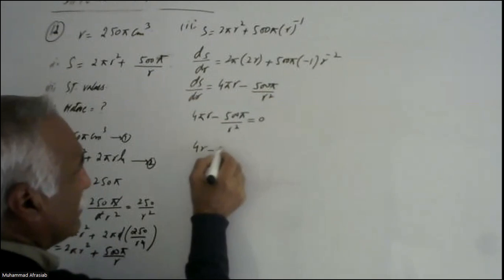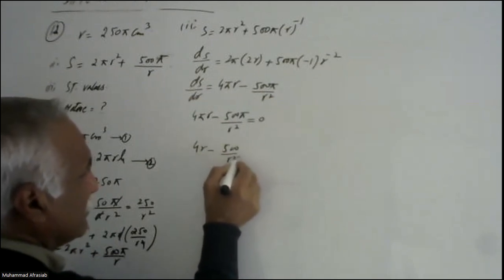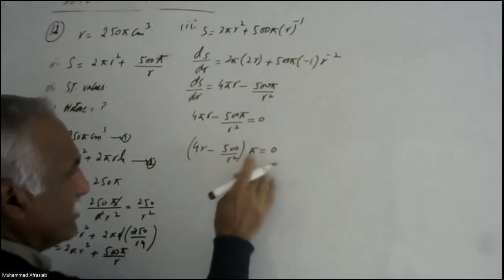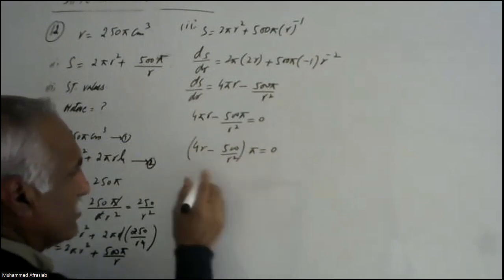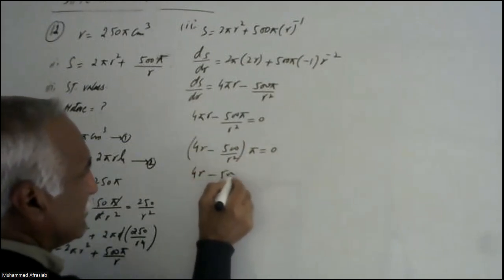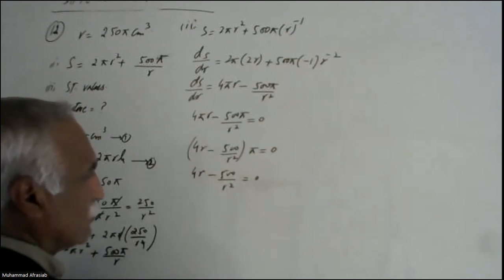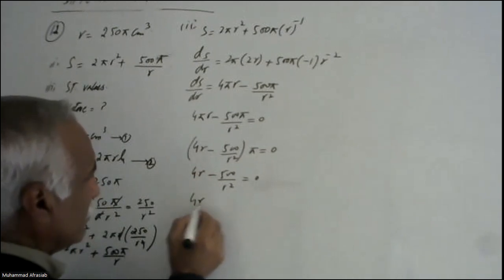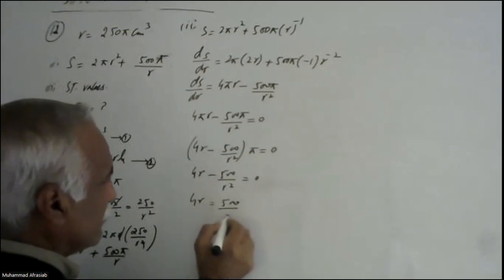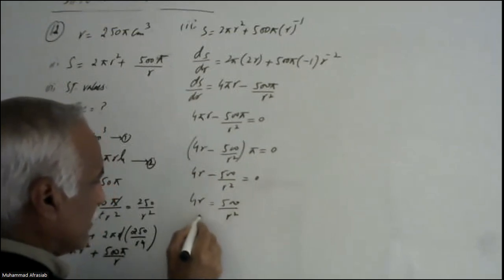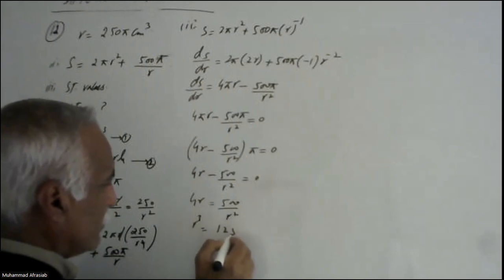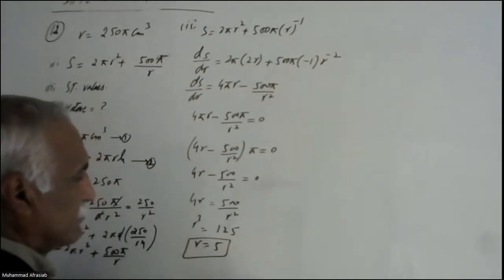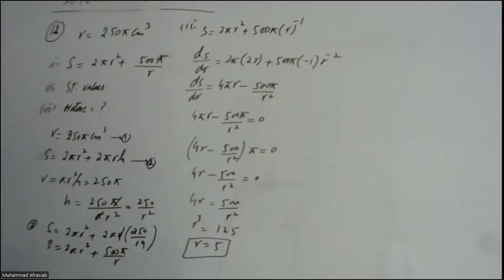It is 4r minus 500 over r square, into pi, is equal to 0. Pi is constant, so it is going to divide on the other side. It will become equal to 0. So 4r minus 500 over r square is equal to 0. This 4r equal to 500 over r square. Then r cube is equal to 125, and r will be equal to 5. So this is r is equal to 5.